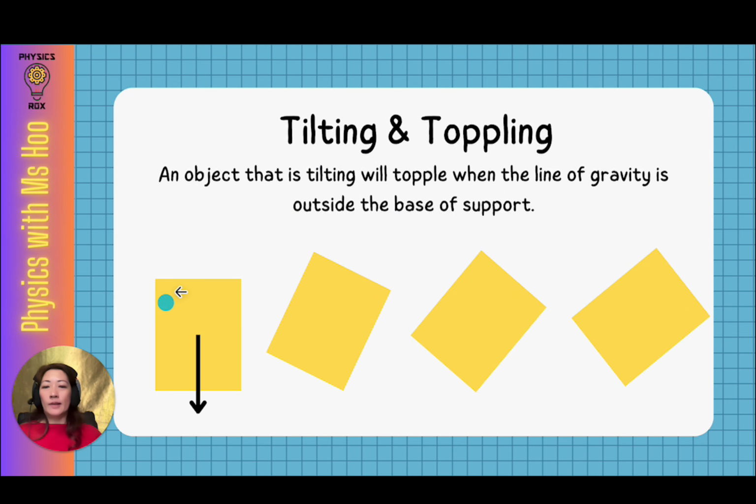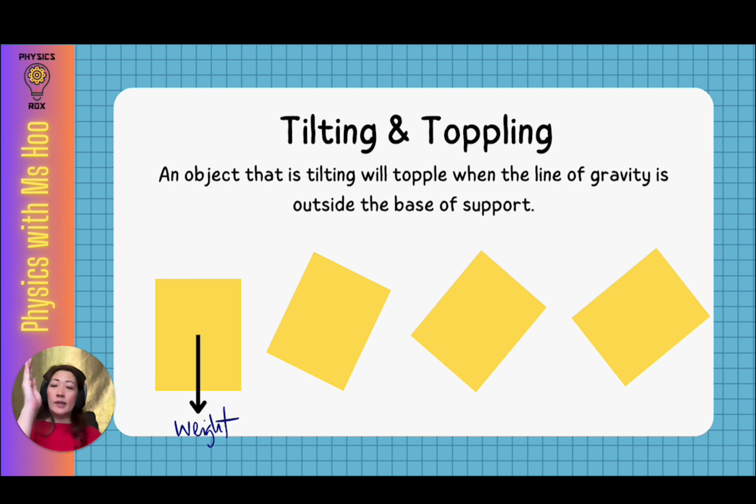So let's look at the first diagram over here. Now let's say this black arrow here represents the weight, and we draw the weight line from the center of gravity downwards. So that's what we mean by the line of gravity. The line of gravity is a line that goes through the center of gravity vertically. The base of support that we're referring to here is the surface where the object is resting on the ground.